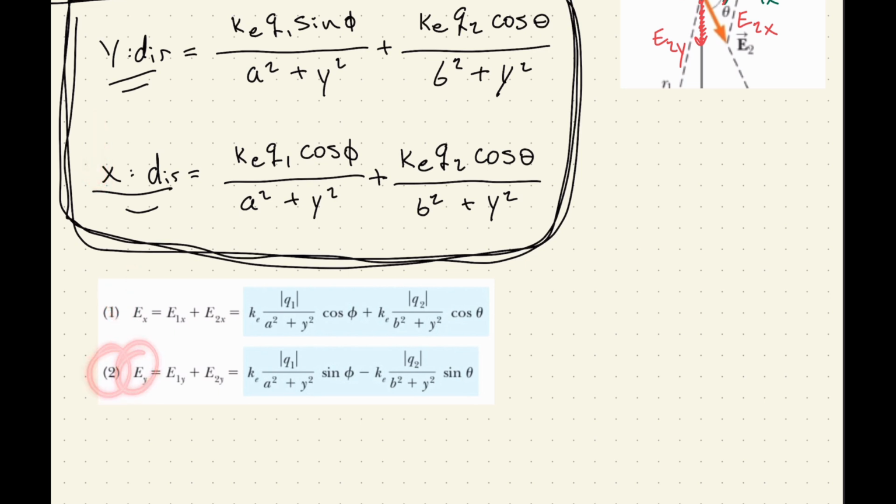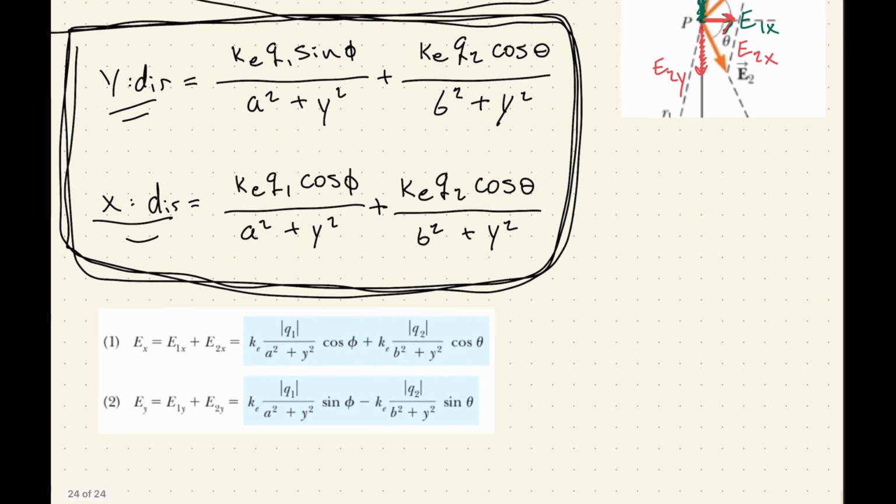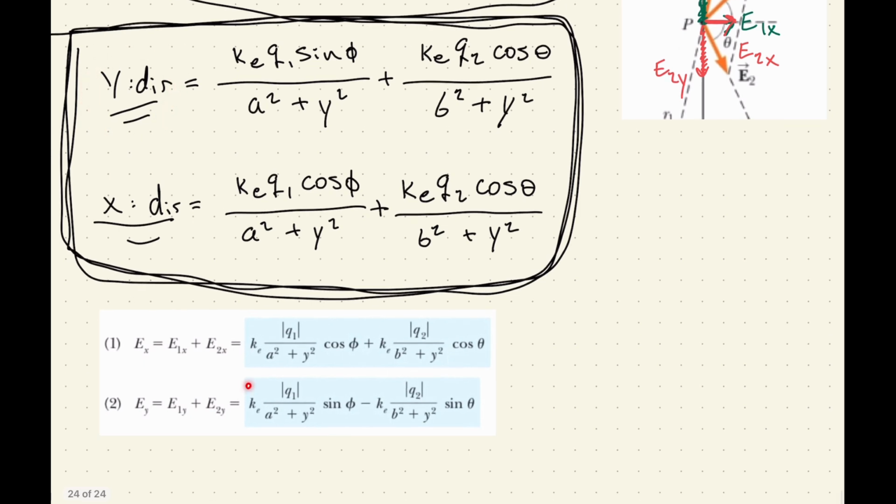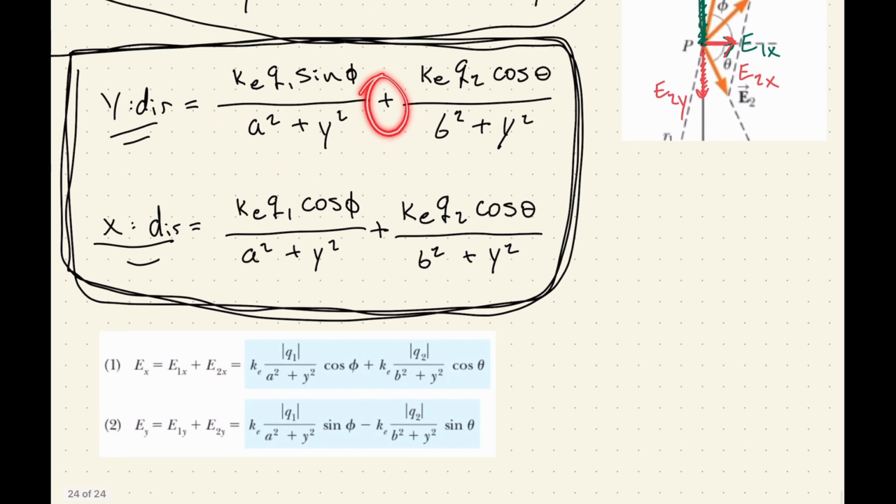Y direction, Ey is equal to E1y plus E2y. That's what I did here. So we have the y direction. We have a KE, a KE. We have a Q1, Q1. Sine phi. Denominator is a squared plus y squared, a squared plus y squared. Here, I have a plus sign, and they have a minus sign. Very interesting. Now, why is that the case?